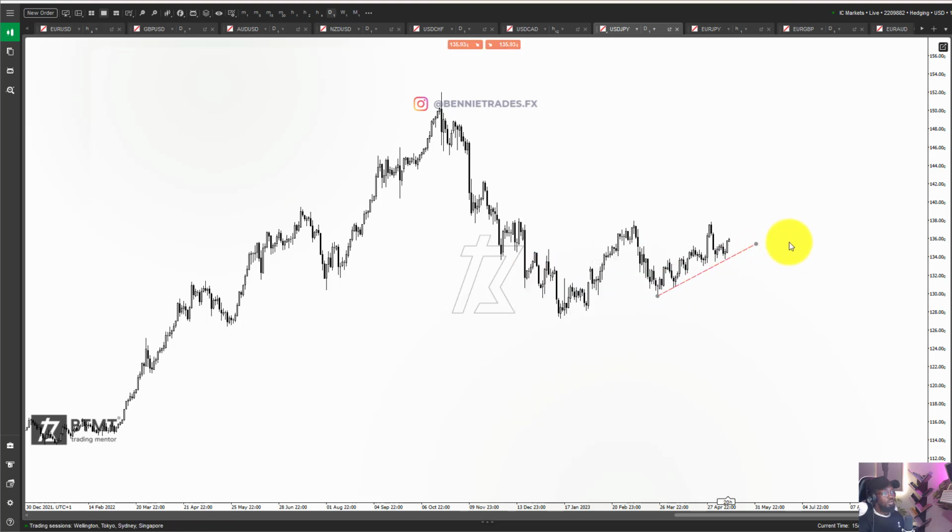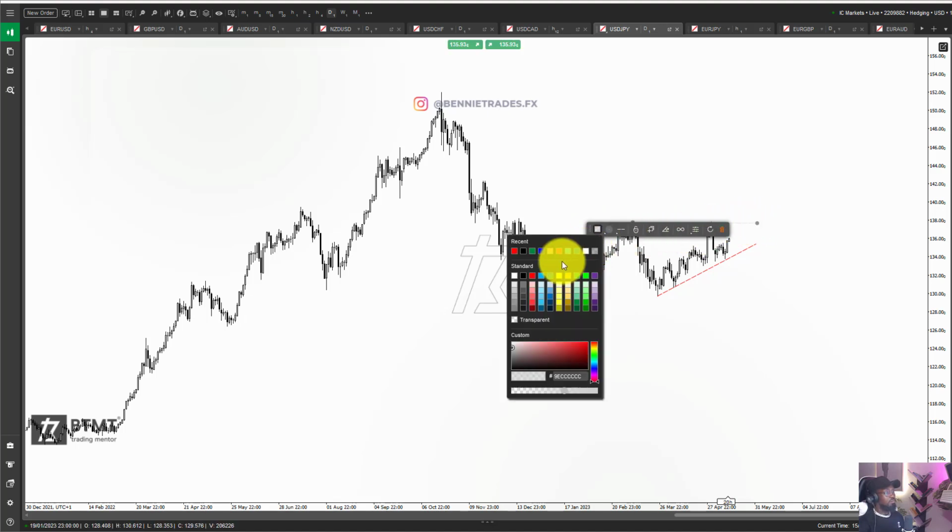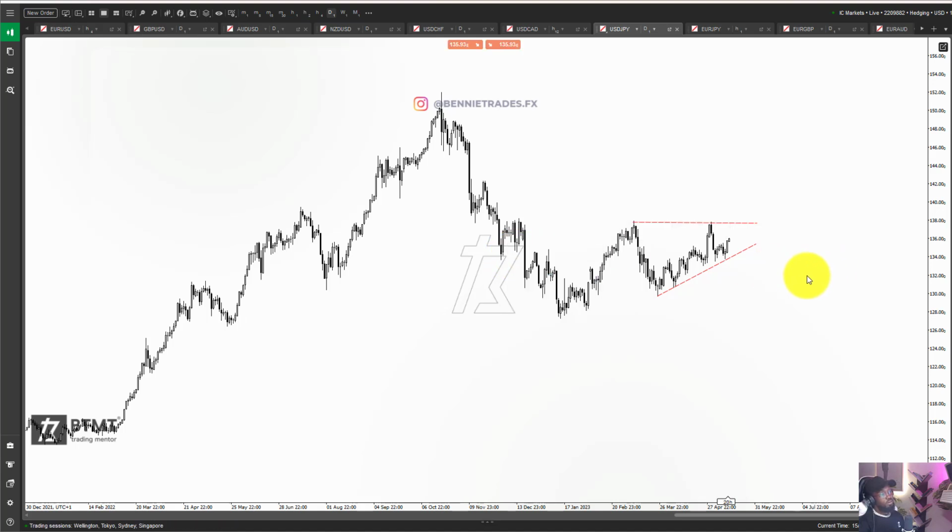So the market is in a triangle here, and it is very likely that this is going to buy because of what's going on between the US and Japan. The fundamentals, the interest rates, everything suggests that the best thing to do with the USD JPY is to buy.